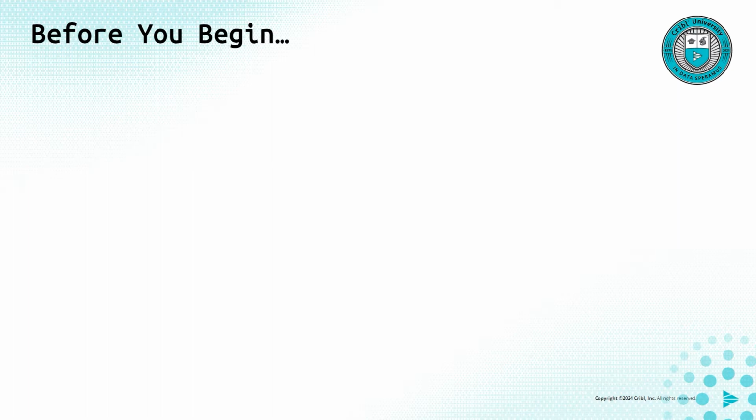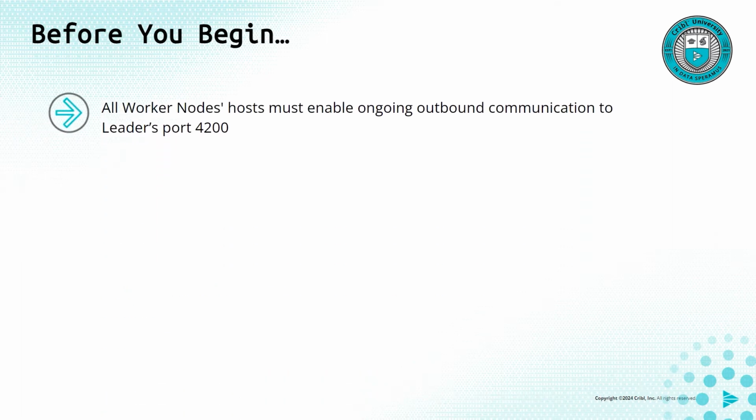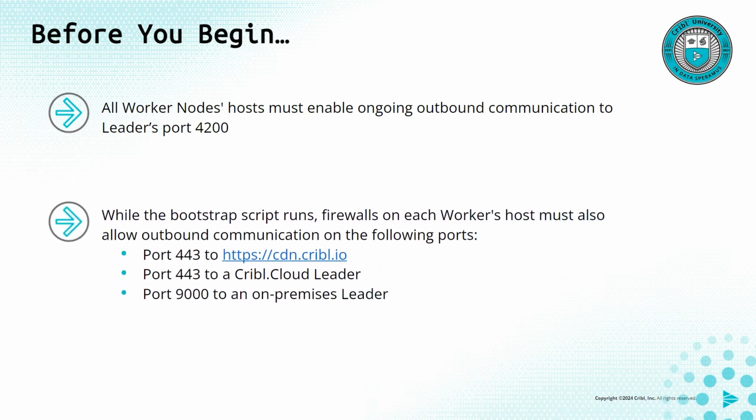Before we begin, there are a couple of things you need to know before trying to attach your worker to your leader. First, all worker nodes hosts must enable ongoing outbound communication to the leader's port 4200 to enable the leader to manage the workers. Second, while the Bootstrap script runs, make sure the firewalls on the worker nodes allow outbound communication to the port listed above. Now, let's get started.